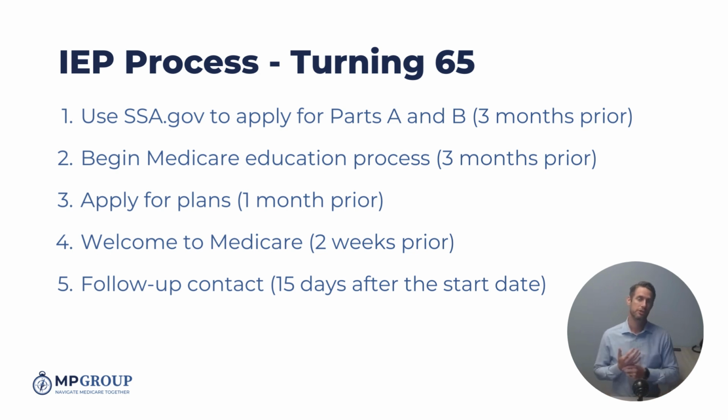So the process for turning 65, your initial enrollment process: again, use ssa.gov to apply for A and B, 3 months prior, the earlier the better. If you're going to do it in person or call, do that even further ahead of time so you can get an appointment. Begin that Medicare education process, 3 months at least.